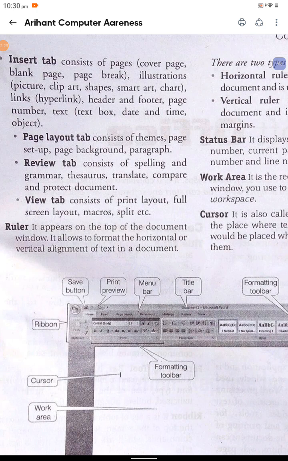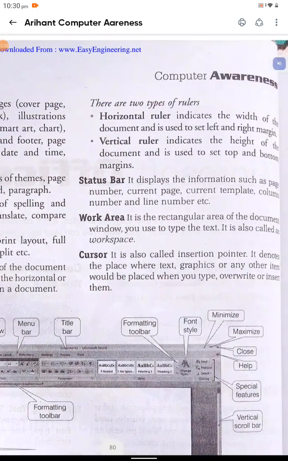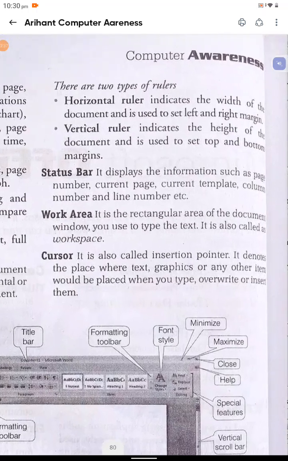Ruler: it appears on the top of the document window. It allows you to format the horizontal and vertical alignment of text in a document. There are two types of rulers, horizontal and vertical.